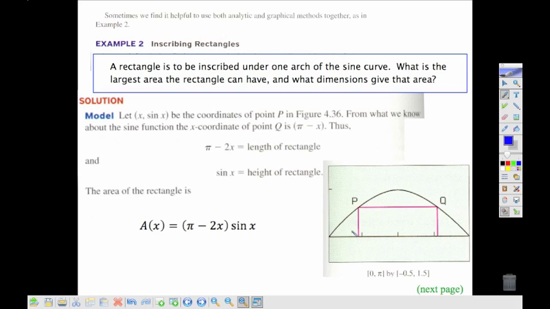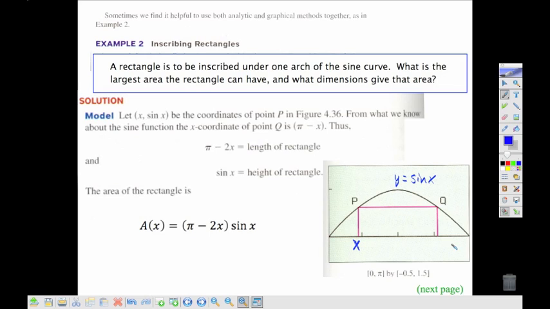sine curve. So if we're looking at this graph here, this arch here is y equals sine of x. And we want to find basically the dimensions of the rectangle that will give us the maximum area. Now to do that, we're just going to choose any value x. We're looking for what value of x would maximize this area.